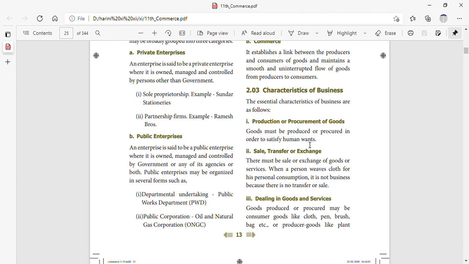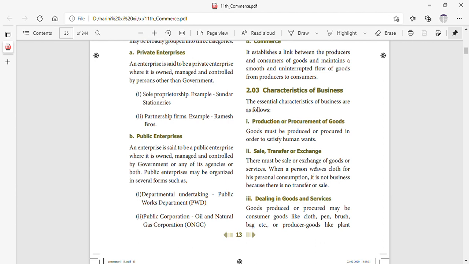So that is production. Then sale, transfer or exchange. Sale is buying a product and selling it. When you sell, the product changes hands and money changes hands. So it includes transfer or exchange. See, a person here weaves a cloth and he sells it for business. Then it becomes the sale.